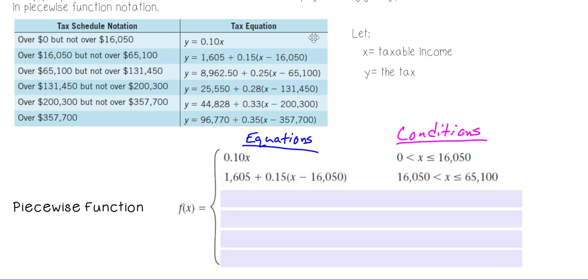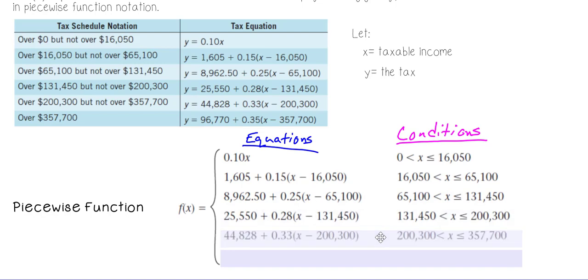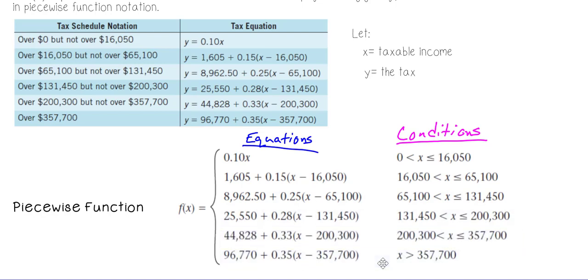And then we would just simply keep going for each of the equations in the piecewise function and rewriting tax schedule notation into interval notation. So our conditions are listed in interval notation.